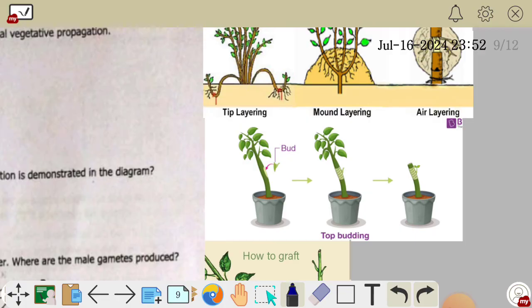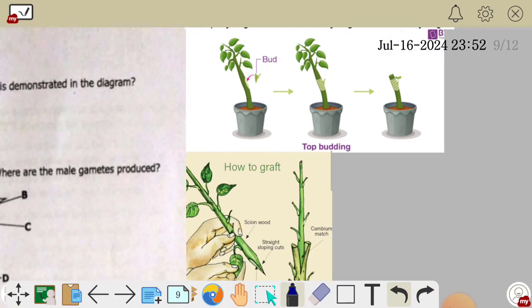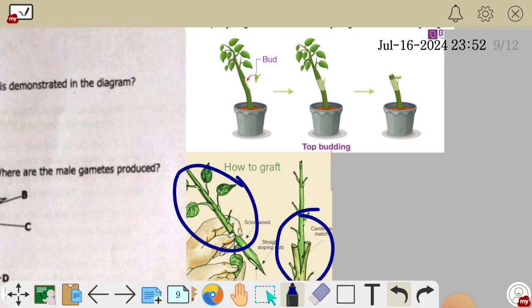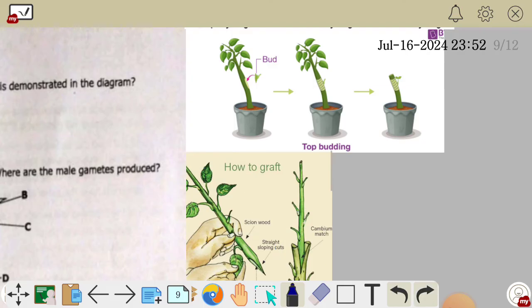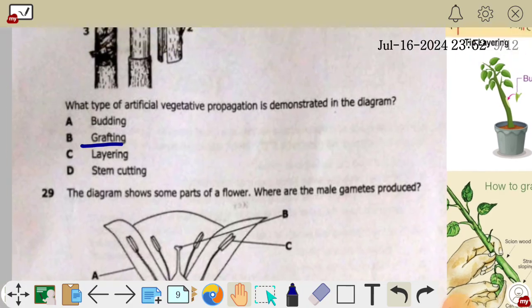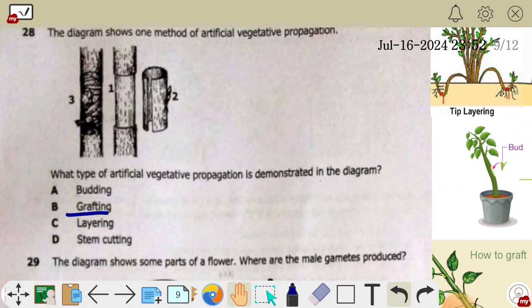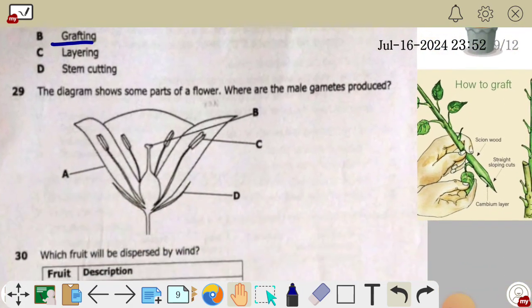So grafting is where we get a shoot and insert it on another tree, on another part of a tree. Okay, so the correct answer here is A, which is budding, on question 28. Question 29.